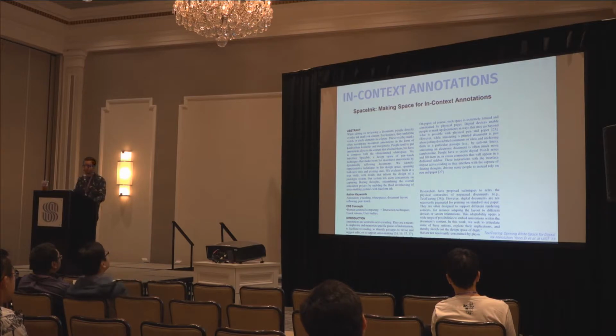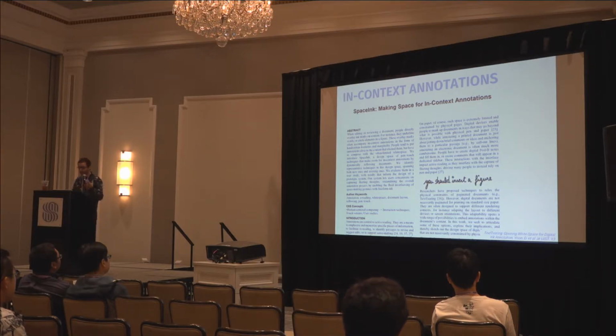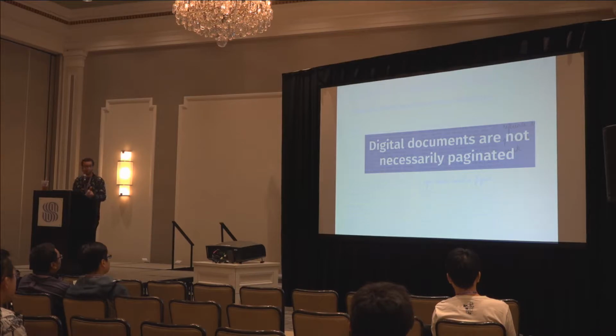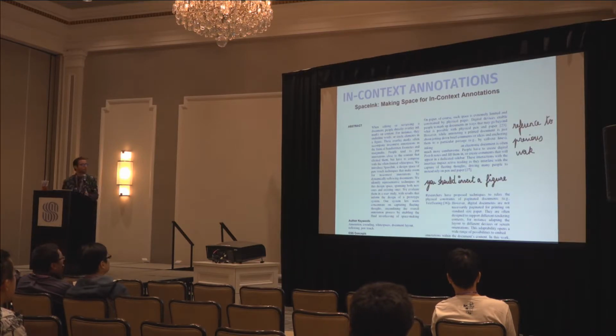Previous work, such as texturing, has investigated how to embed such annotations in a document to relax the physical constraints of paginated documents. They have investigated either making space between lines or making space in the margin using pen+touch techniques. However, digital documents are not necessarily paginated for printing on a standard size paper, and they are often designed to support different rendering contexts, for instance, adapting the layout to different devices or screen orientations. So we can be much more flexible than just annotating between lines or in the margin.